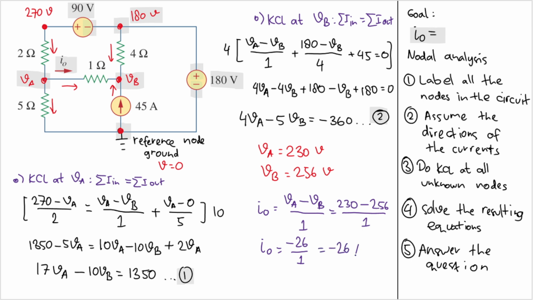And the unit here will be in ampere. Okay, so finally we have reached our goal here. This is IO. IO is minus 26 ampere. And that is our final answer for this problem. Hopefully I did not make any mistakes in my calculation.